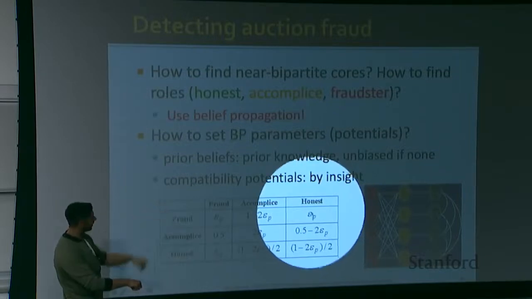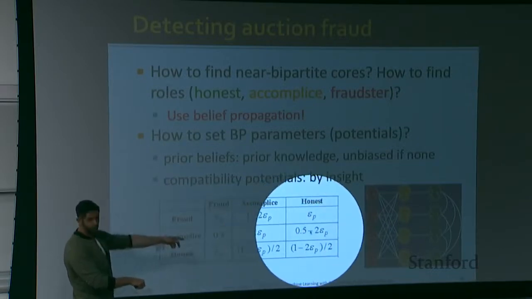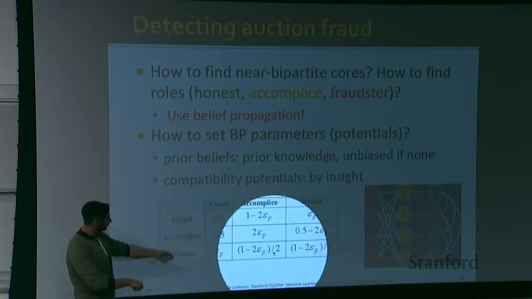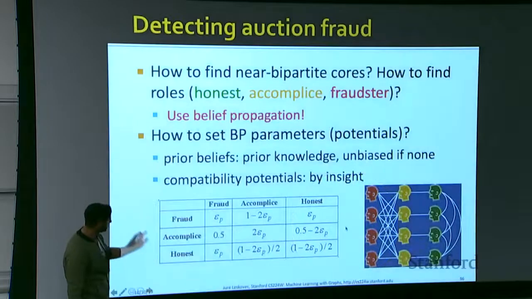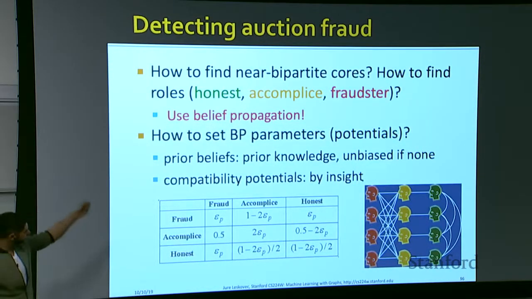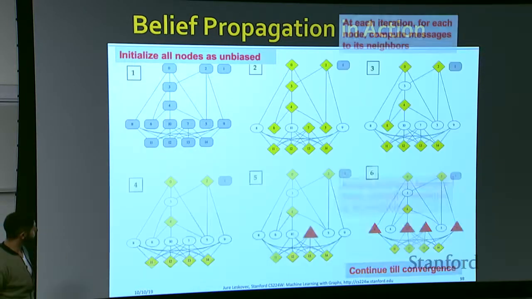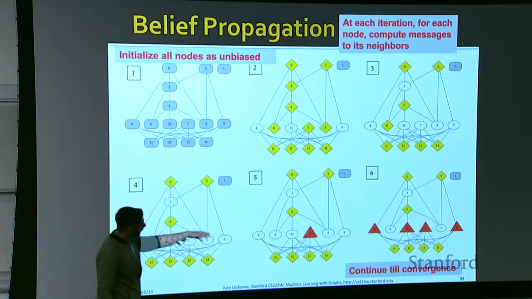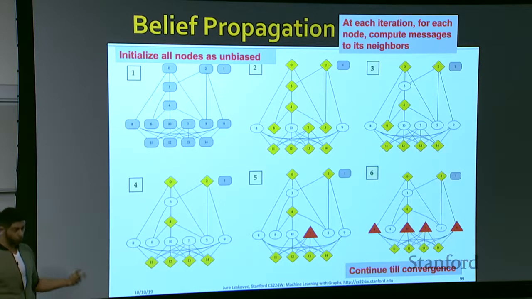That's when they don't ship the goods. The accomplices instead have a similar probability of interacting with both honest users and fraudsters, and the honest people have a similar probability of interacting with accomplices or with other honest people. So in this label potential matrix, they encoded the expectations of how these users behave, and then they applied loopy belief propagation, created this toy example, and continued until convergence, and now they're able to find both the fraudsters and the accomplices.